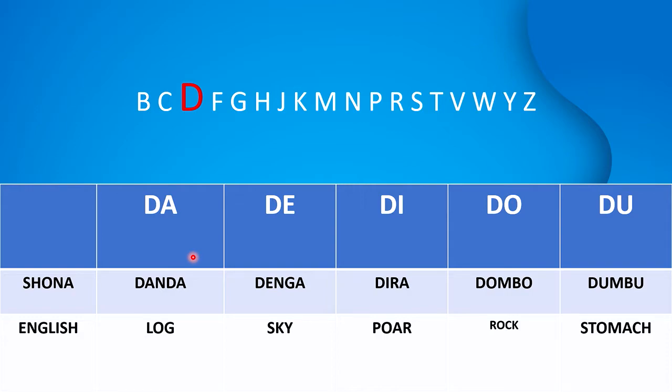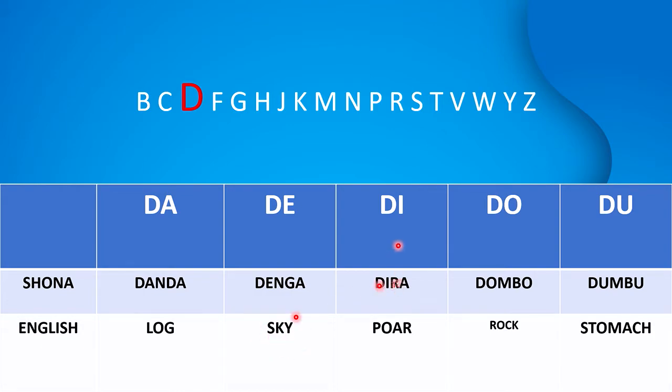So for da, we've got the word danda. Danda in English is a log. So it's Shona danda. I think you can feel how the vowel is determining how you pronounce it. So when we go to de, the Shona word is denga. Denga in English is sky.